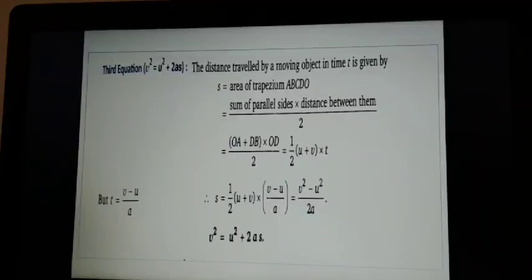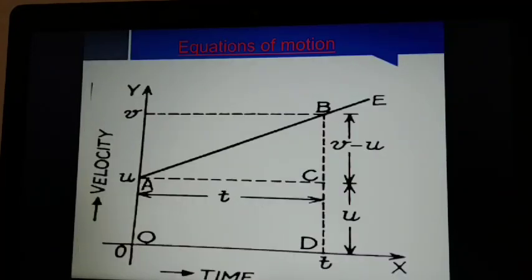Geometry, is it? The third equation of motion, you can find out using the area of the trapezium. The area of the trapezium is the sum of parallel sides multiplied by the distance between them, divided by 2. The trapezium is ABCDO. Which are the parallel lines here? OA and DB. OA and DB are the parallel sides, and OD is the distance between the parallel sides.